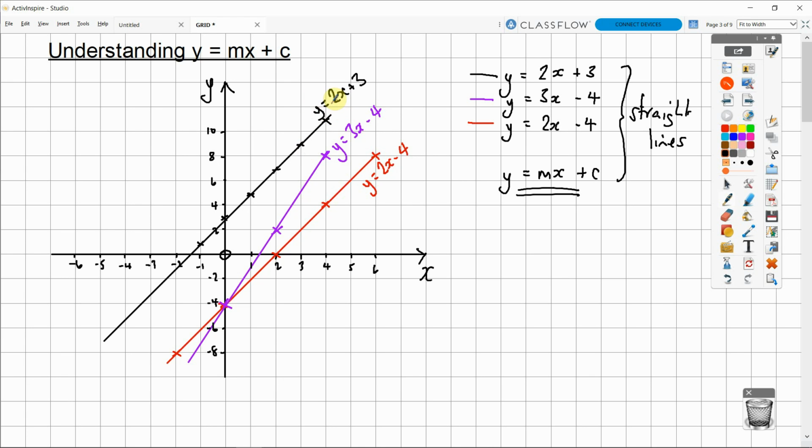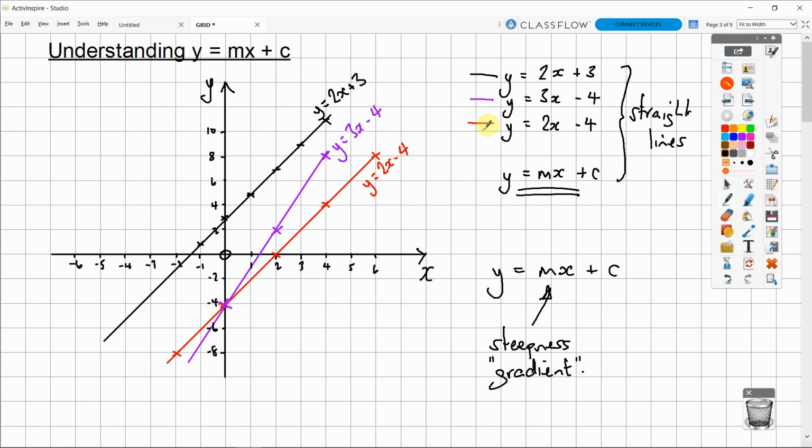And you can see that the black line and the red line both have a 2 multiplying the x. And so that value of m, which I chose to be 2, but it could be anything, that value of m controls the steepness or the slope of the straight line. The proper word is the gradient. So that number controls the gradient or the steepness of the line.